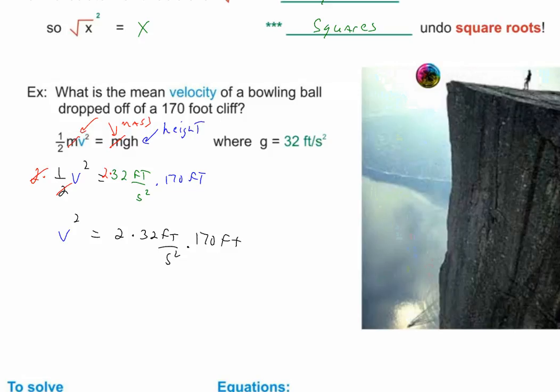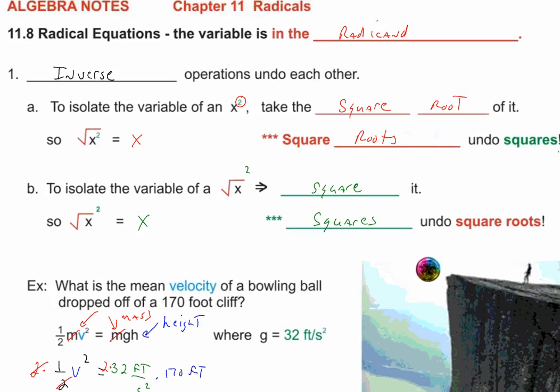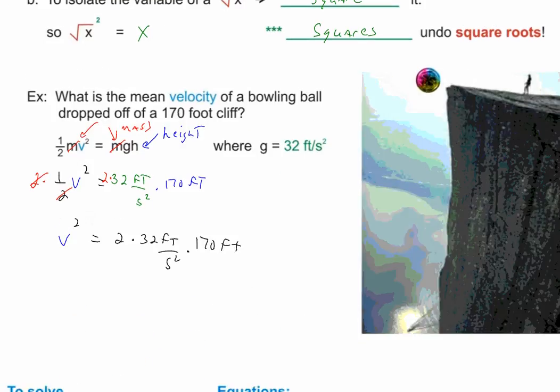Hold on a second. I should have every hand up right now. All right. In case you're missing the connection, let me tell you why. Let me go back to what I started the whole lesson with. Square roots undo squares, and squares undo square roots. That's how we started the whole lesson.